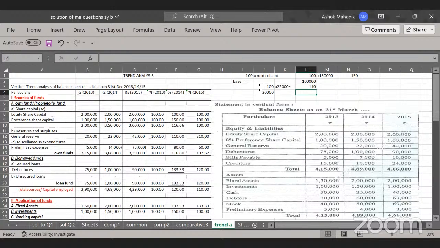If you have calci, there is a shortcut. 100 upon 20,000 into 22,000 is equal to, you will get 110. Then you need not repeat that entire formula. If you have calci, directly enter third year value 42,000 and press equal. You will get 210 answer directly. But only if you have calculators. So do carry calculator.